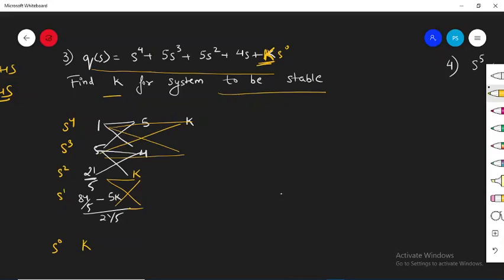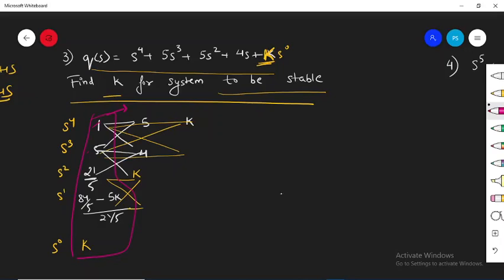Now we have to find out the value of k for the system to be stable. We know that for the system to be stable, the first column that we get in the Routh array should have all the signs positive. That means there should be no sign change. Here 1 and 5, their values are positive. That means we want all these values to be positive only. Only in that case we can say that the system is going to be stable.